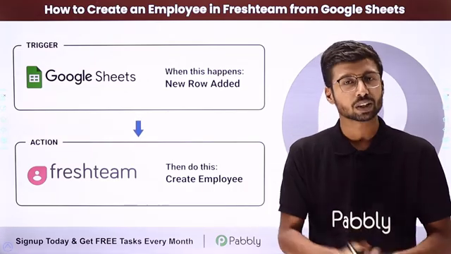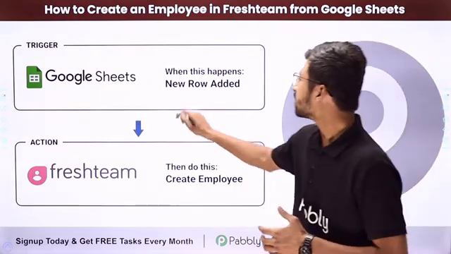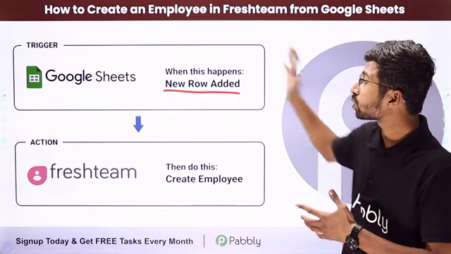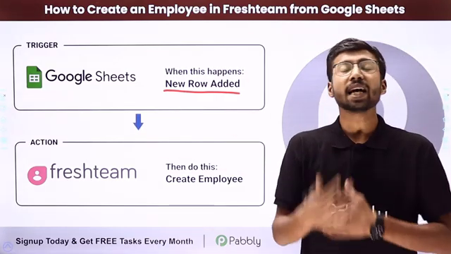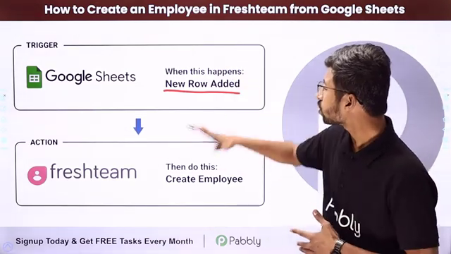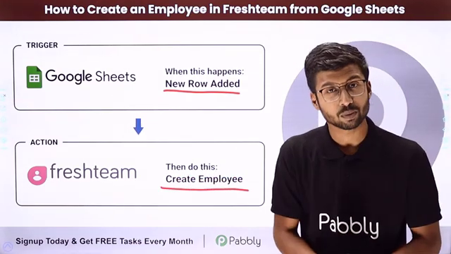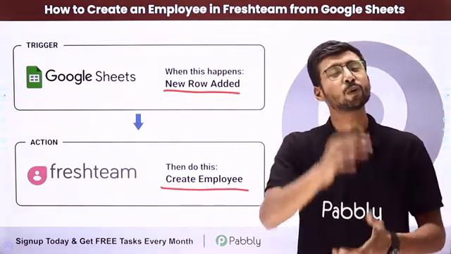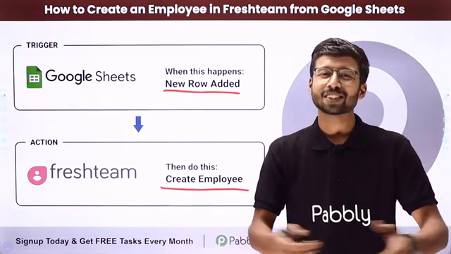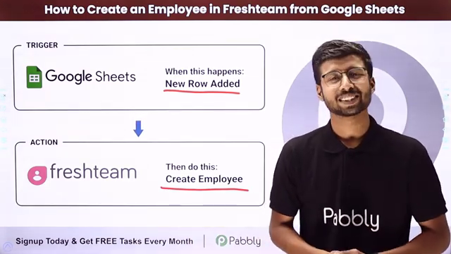So using this automation, guys, all you have to do is enter the details of a new employee from your various sources into a Google Sheet. And as they add the data, instantly, automatically, using those details, a new employee is created in your Freshteam account. Interesting, right? Now how can you set up this automation? To know this, you have to come with me to my screen.